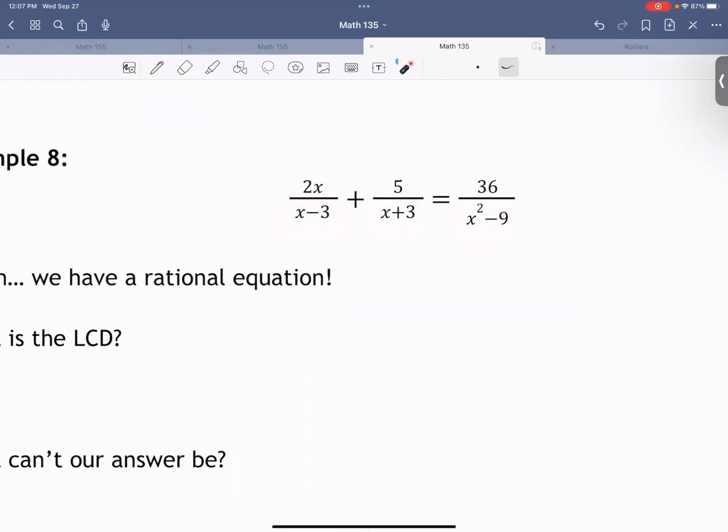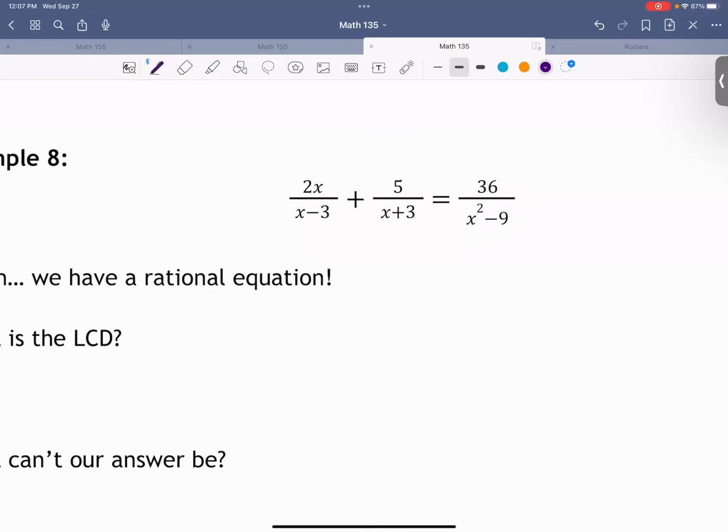Before we do a rational equation, my biggest hint to you is to look at the denominator and see if there's anything that can be factored. Is there anything that can be factored in the denominator here? Look a little closer. Yeah, that x squared minus 9, right? Now this has two parts in the expression. So what formula am I going to use to factor that?